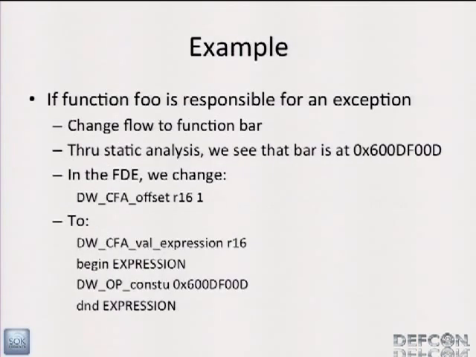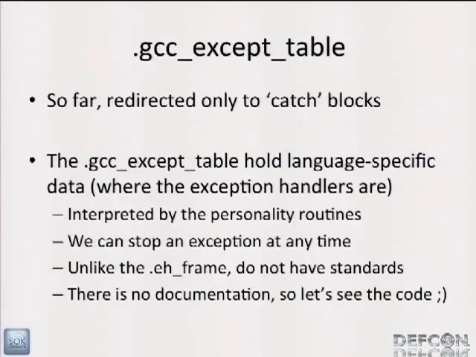It's Turing-complete. So if we've got some function that's responsible for handling an exception, and we decide, hey, wait a minute, we want this other function to handle the exception instead, we can just set up the DWARF instruction in an FDE to, instead of reading the R16, which is the program counter register, from the stack, set it to some hard-coded value, and then the unwinding will proceed to the function we wanted it to.